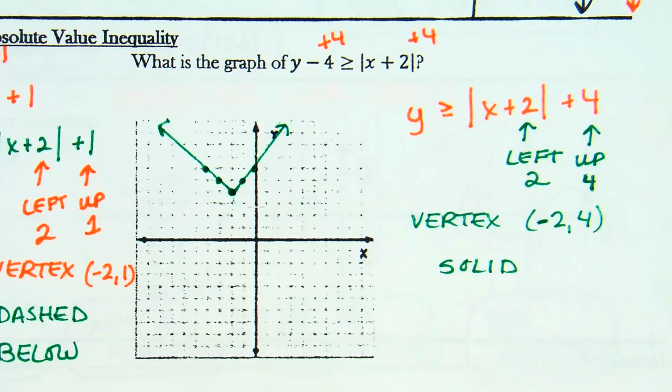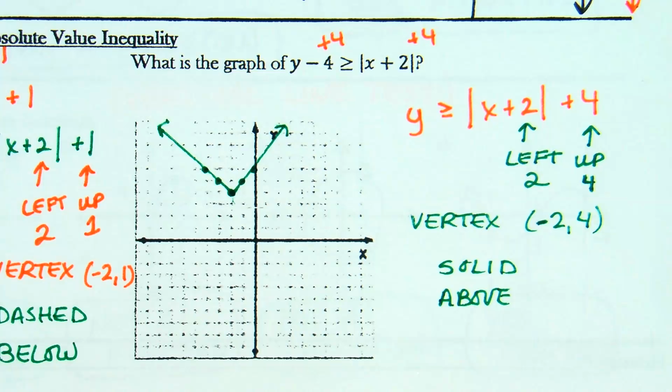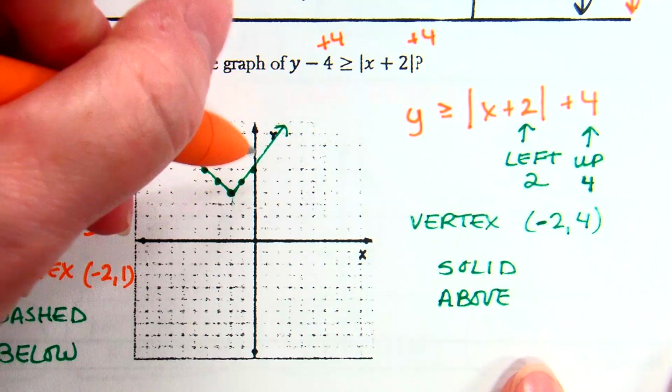And you shade inside the V, because that would be above. Okay, so this one we're shading above. This V is right side up, so above the V is filling in the V. That's fine. It does look like a triangle.